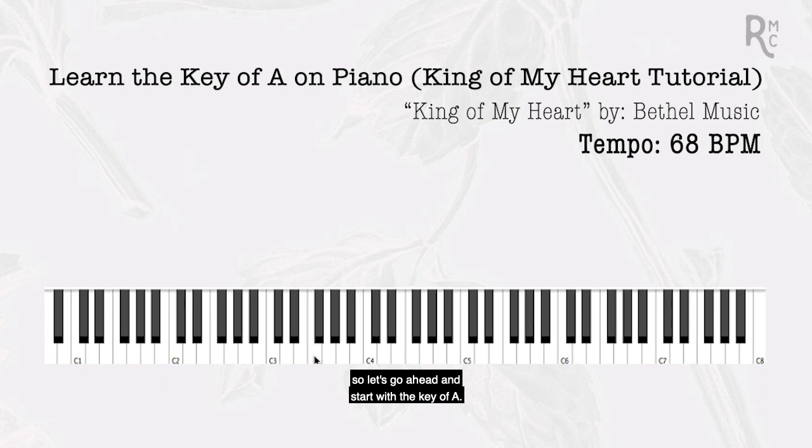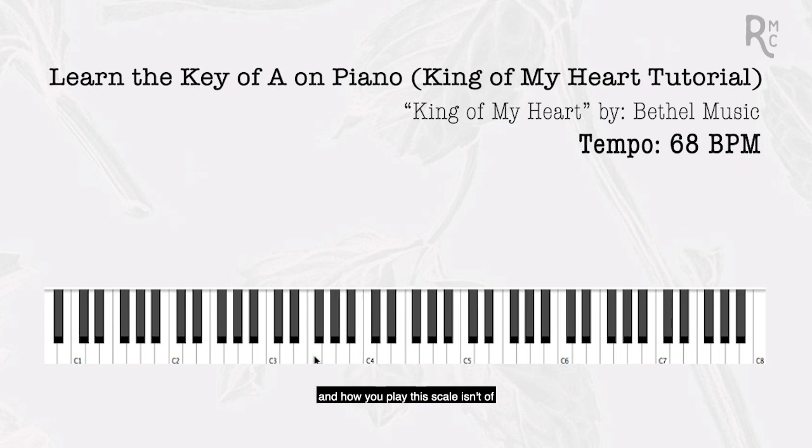So let's go ahead and start with the key of A. The key of A has, like I said, three sharps. Those are the three rules about A. And any scale is going to start on the letter of the key that we're in. So we're in the key of A. We're going to start with an A, and we're going to move to a B.